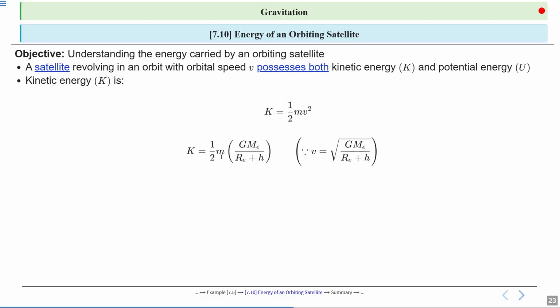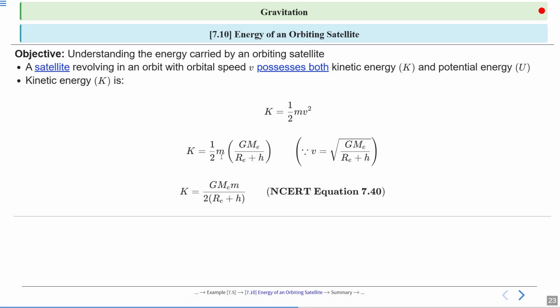So we can further express the kinetic energy by substituting the expression for orbital speed. So K equal to 1 by 2 m into GMe divided by (Re plus h), because we know v is equal to under root GMe divided by (Re plus h). So simplifying the expression, we get K is equal to GMe m divided by 2 into (Re plus h).